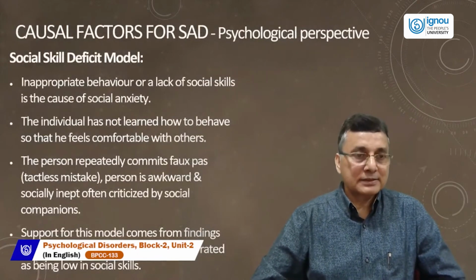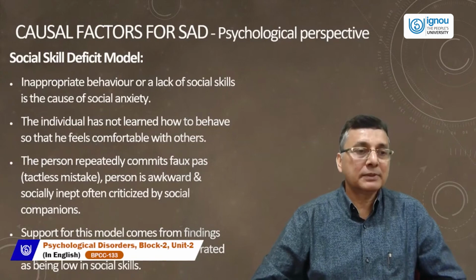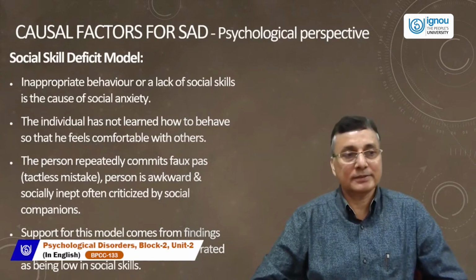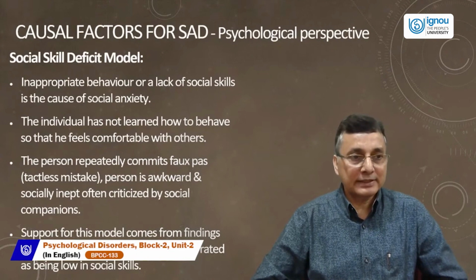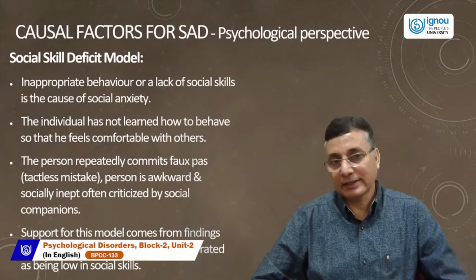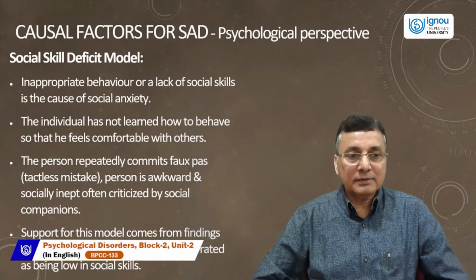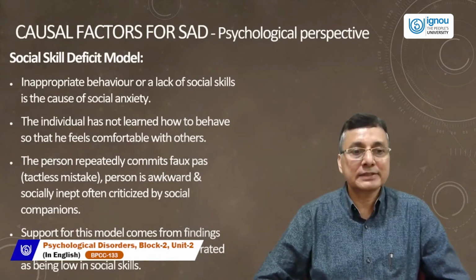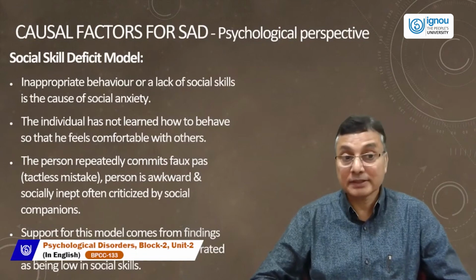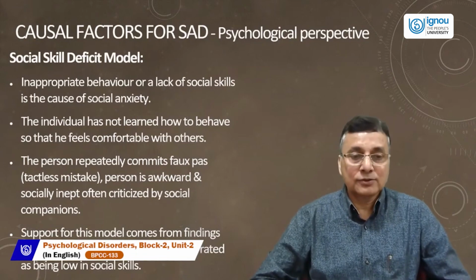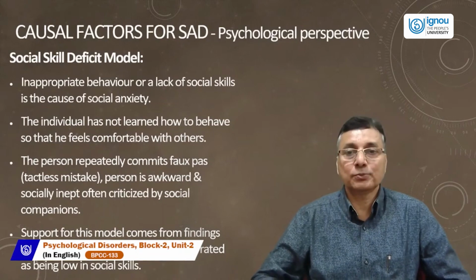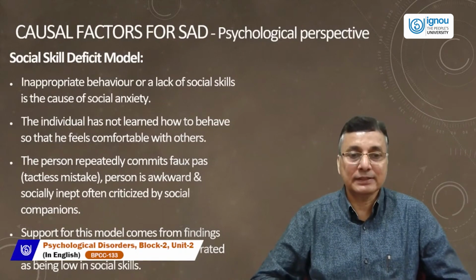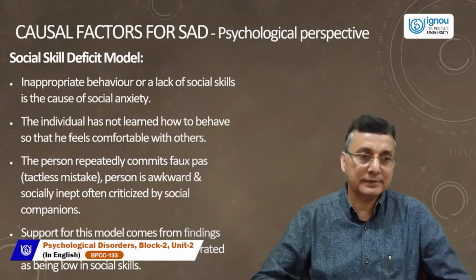Another model explains social phobia on the basis of social skills deficit. Inappropriate behavior or a lack of social skills is the cause of social anxiety. The individual has not learned how to behave so that he feels comfortable with others. So, if you don't have any skills which make you comfortable in the presence of others, you may feel very uncomfortable.